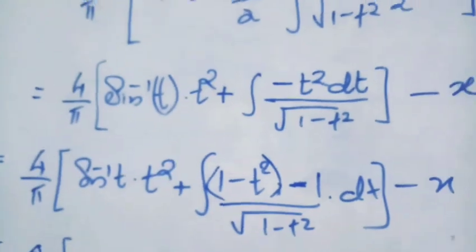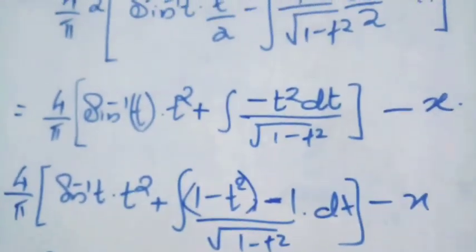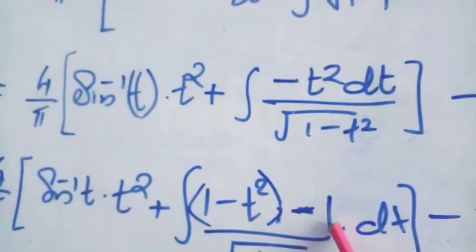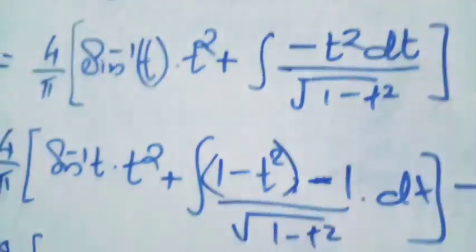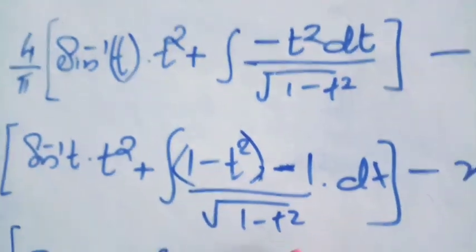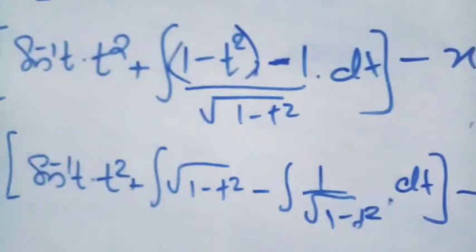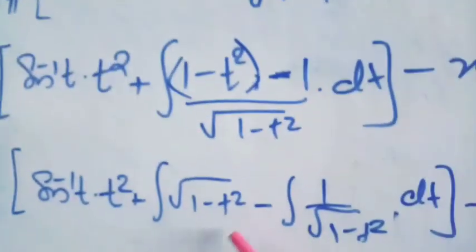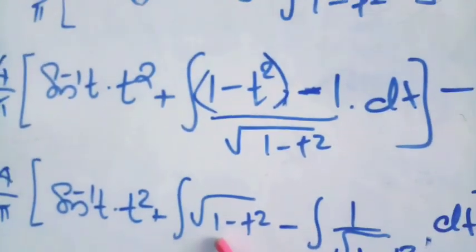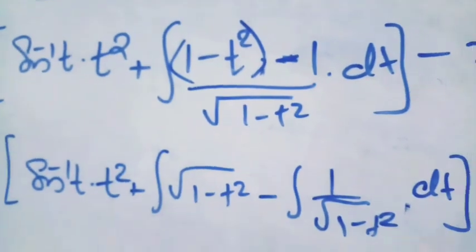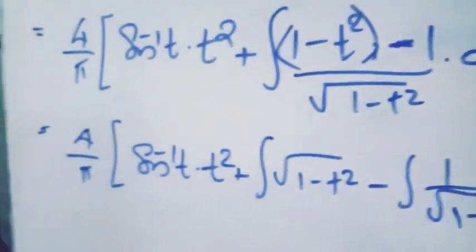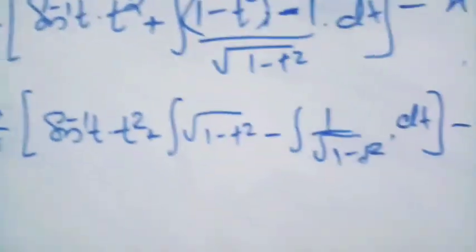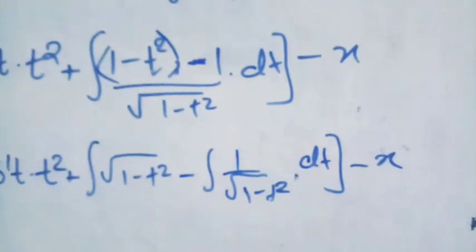Complete the integral. 4 by pi into sine inverse t into t square. And here this is the turning step: you add 1 there and subtract 1 in the numerator, that is 1 minus t square minus 1. എന്തിനാണ് നമുക്കിത് ഡിവൈഡ് ചെയ്യാം, അതിന് വേണ്ടിയിട്ടാണ്. So when you divide, the first part of that one, root of 1 minus t square by root 1 minus t square, is simply root of 1 minus t square, minus 1 by root of 1 minus t square, dt. The first part integral over, that is 4 by pi into sine inverse t into t square plus root of 1 minus t square minus 1 by root of 1 minus t square.